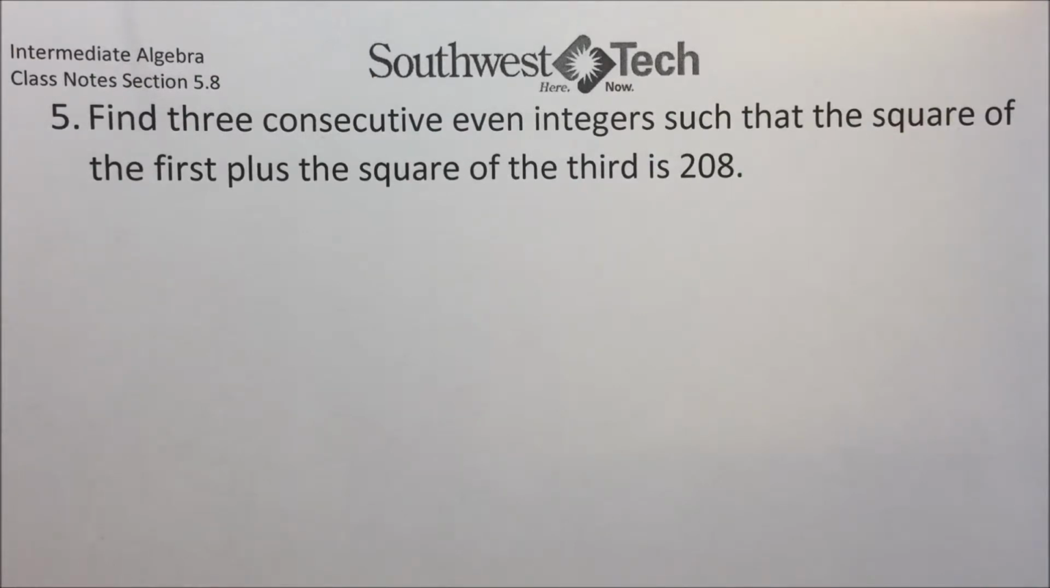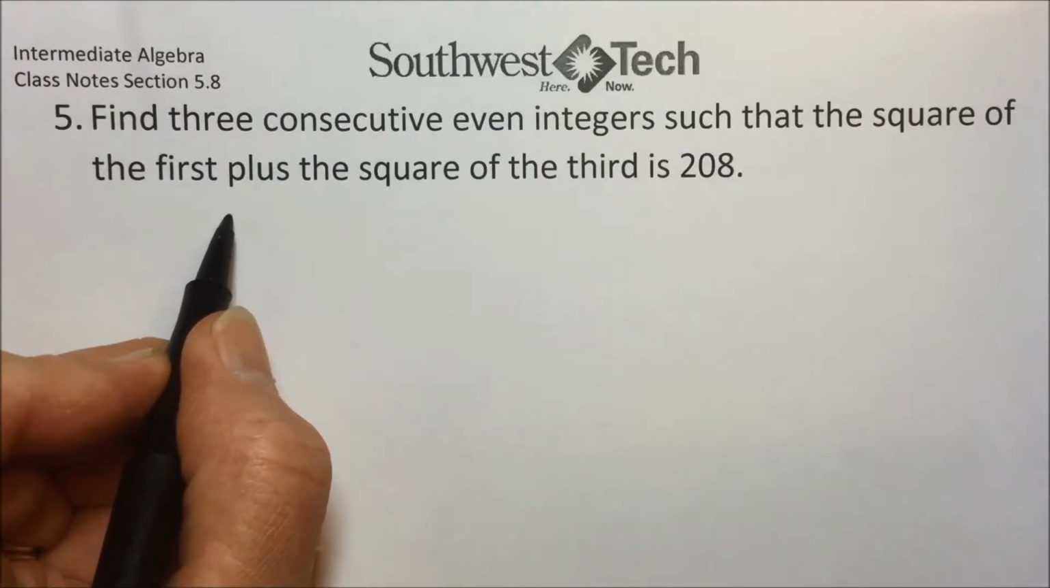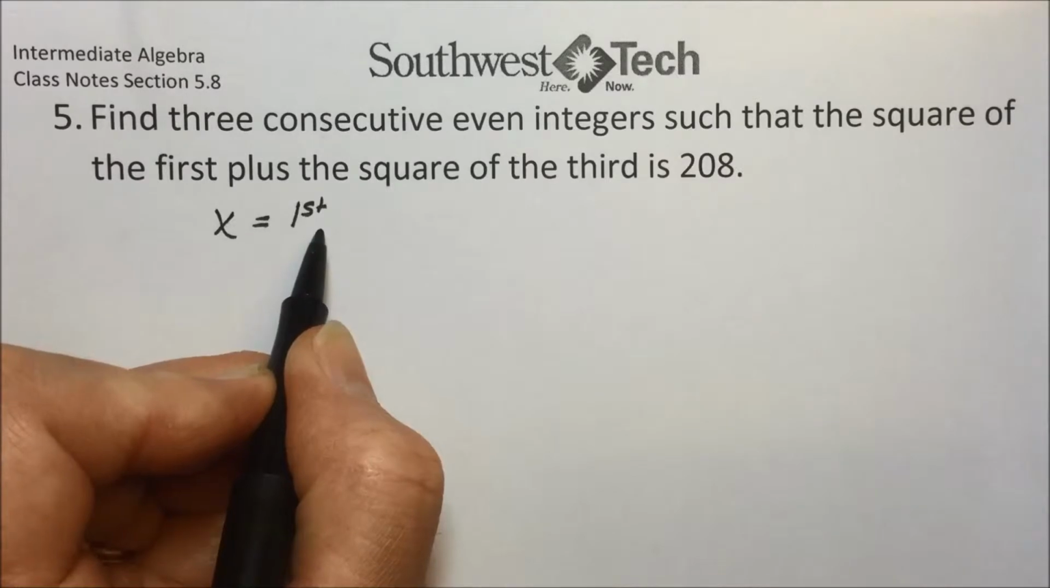Section 5.8, application of polynomial equations, and in this example we're going to look at consecutive even integers. They're asking us to find three consecutive even integers such that the square of the first plus the square of the third is 208. So let's start out setting up what our three consecutive integers are. We'll let x equal our first integer.